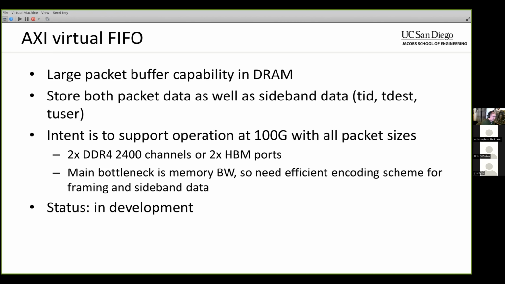So we need a relatively efficient encoding scheme to encapsulate the framing and the sideband data, such that you can actually spool all the packets into DRAM and then read them back out at full 100 gig line rate. As for status, I'm chipping away at the implementation, but this will eventually go into the AXI library, and then you'll be able to use it from the application section if you need to build a really big FIFO for some reason.